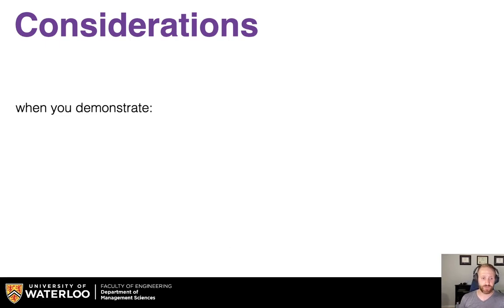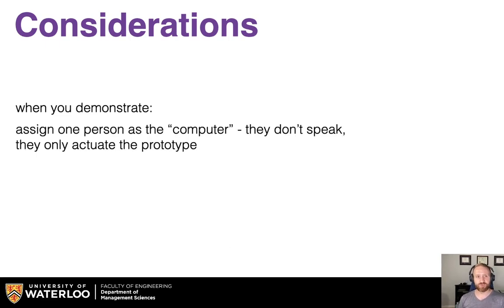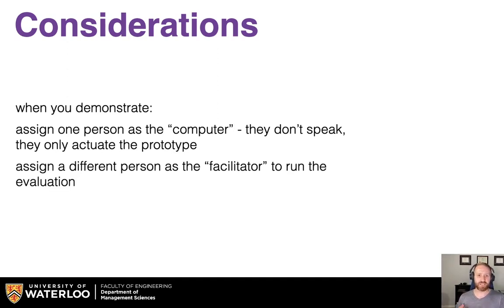When you actually create your prototype, you then want to evaluate it or present it to a potential user. When you demonstrate it, what you do is you assign one person as the computer. They don't speak, they only actuate the prototype. They're kind of like the silent manipulator of the paper prototype. You then assign a different person as the facilitator to run the evaluation.